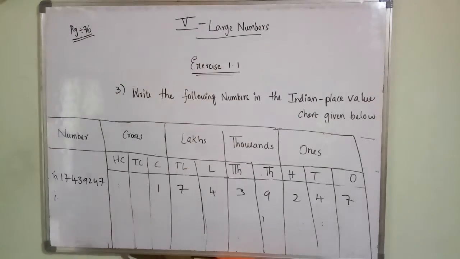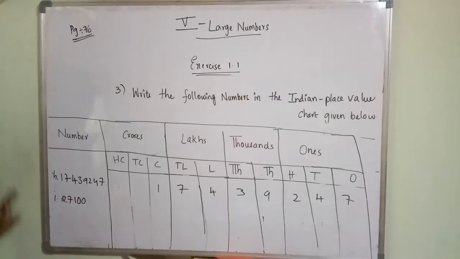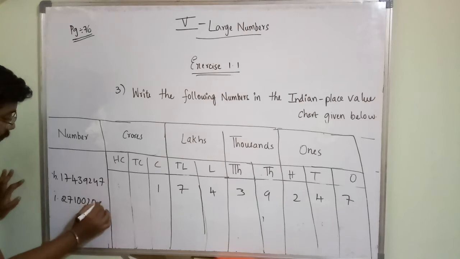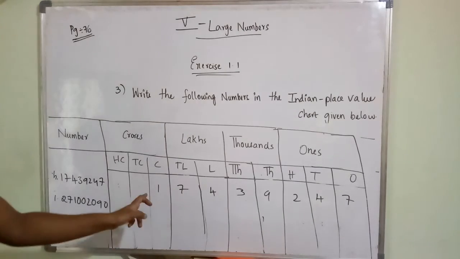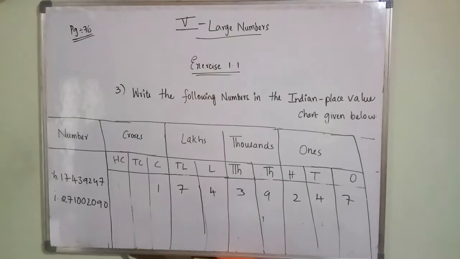I. What is the I? 27 100 2090. Okay, what is this number? 1 crore 74 lakh 39,247. Okay, so what is the next number?